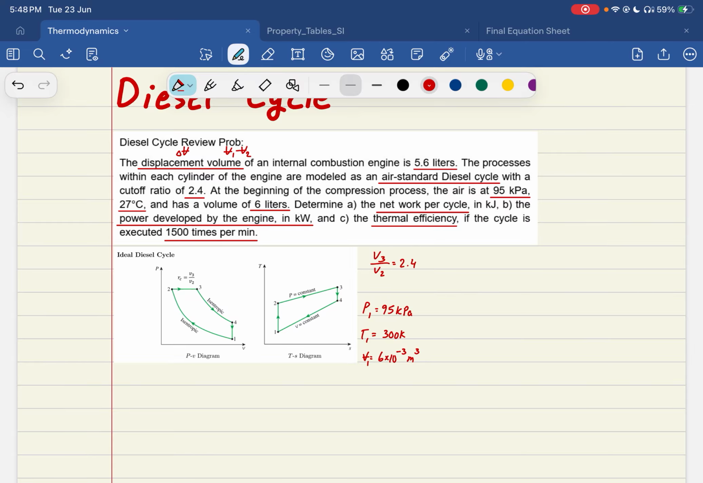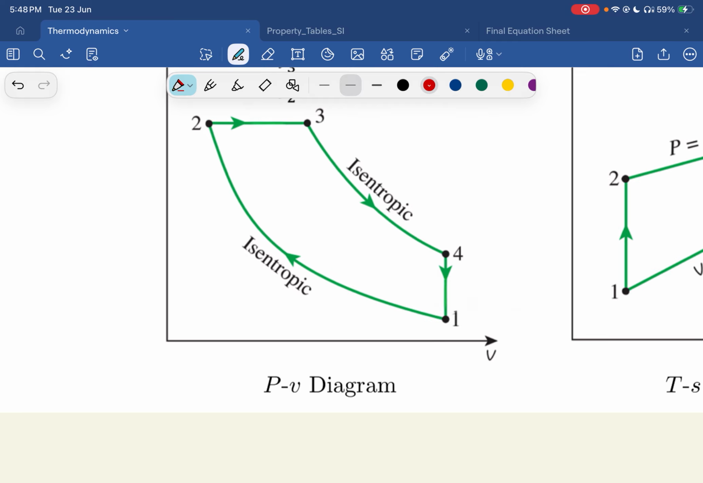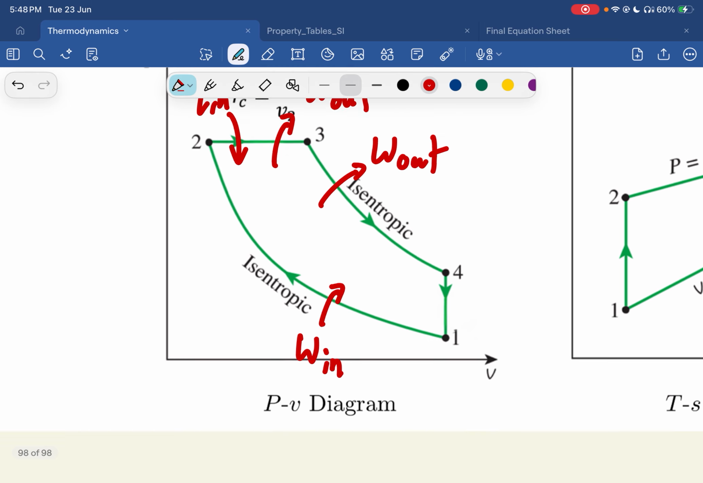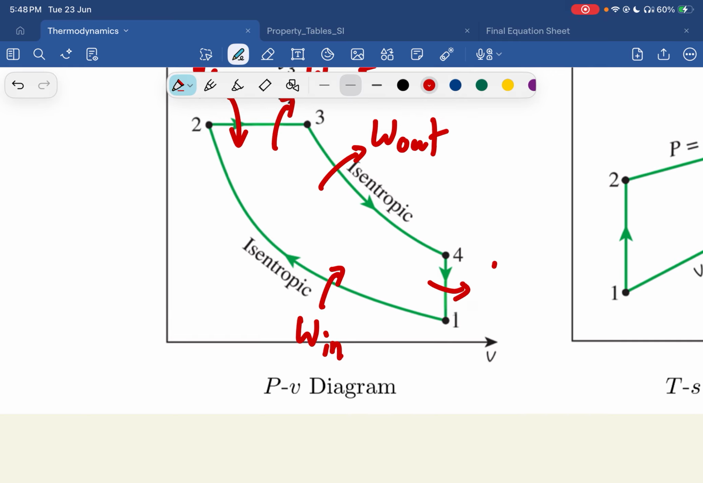Alright, so first thing, we know that state 1 to 2 is going to be work in. And then we have 2 to 3, we have Q in, and we have work out. And then 3 to 4, we have work out. And then 4 to 1, we have Q out.